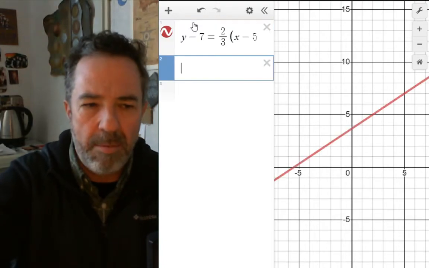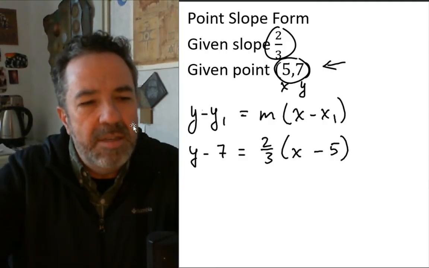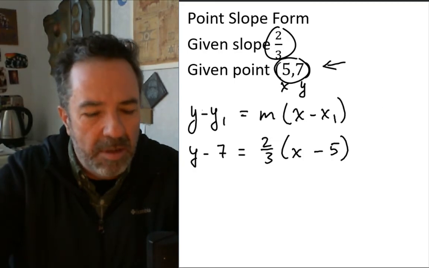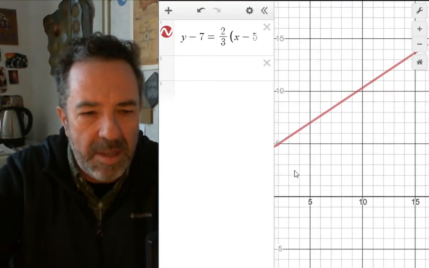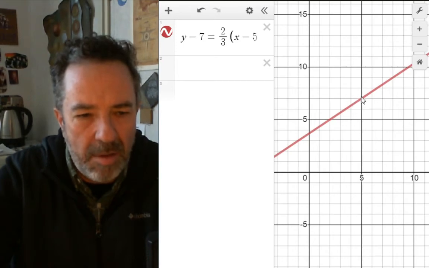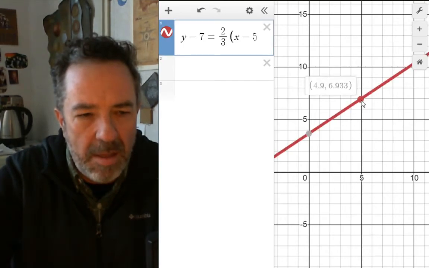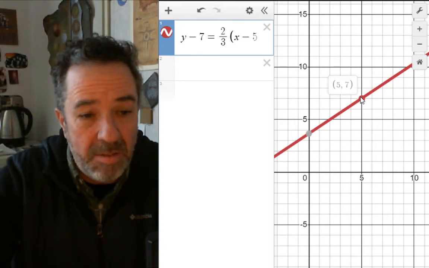So the thing that I care about are two things. Does this indeed hit the point 5,7? So let's look at it. Does it go through 5,7? Well, here x is 5, and look at that. I can click my cursor and move right here and I can see clearly when x is 5, y is 7, so it's definitely hitting it.